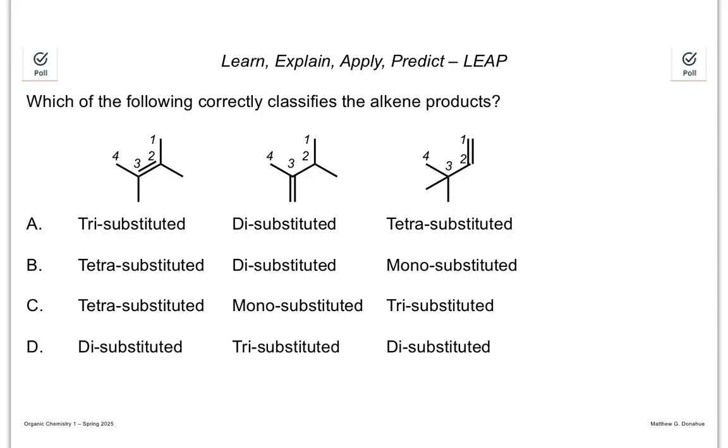So when you look at these possible products, for example, in the most left one, I'm going to circle those sp2 hybridized carbons and then count the carbon substituents bonded to each so that you can classify. So based on that logic, what do you think the correct answer is?